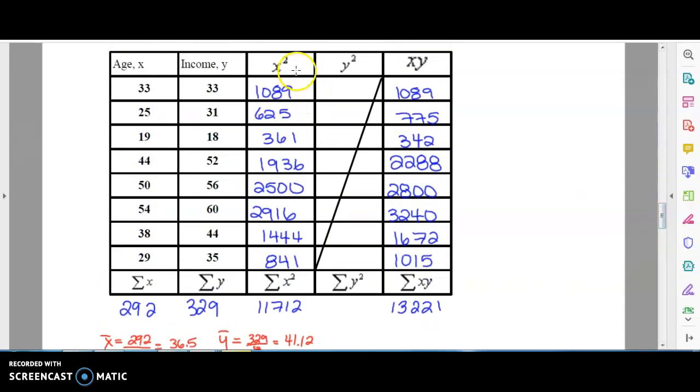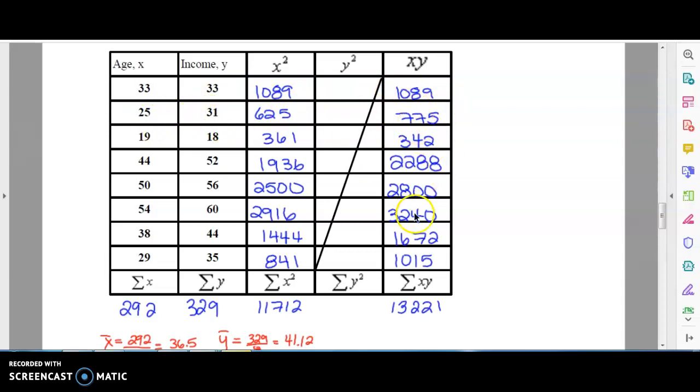and you can see here we needed x squared, right? So we're squaring all the x's, so 33 squared, 1089. 25 squared, 625, and so forth. Add that entire column up, it gives us 11,712. The other thing we needed, which we don't have, is x times y. So you can see x times y, 33 times 33, 1089, 25 times 31, 775.